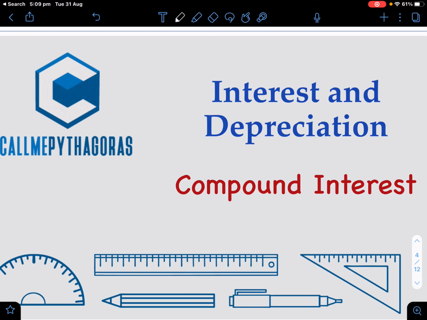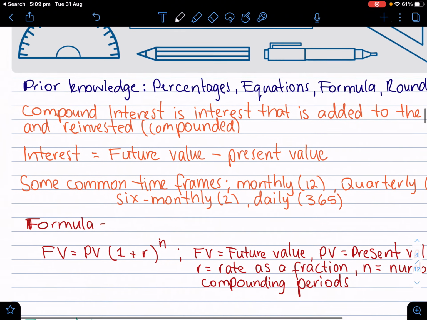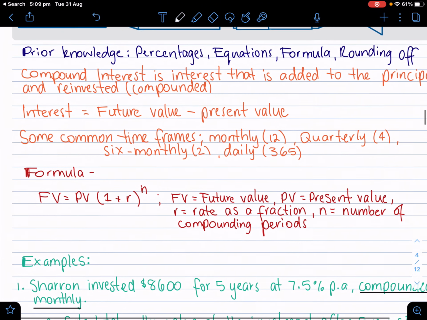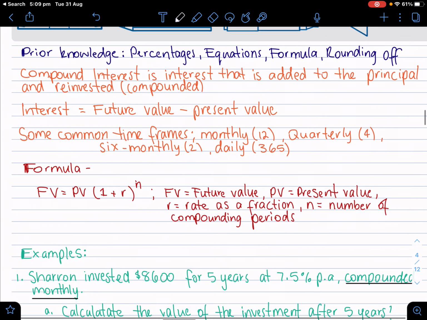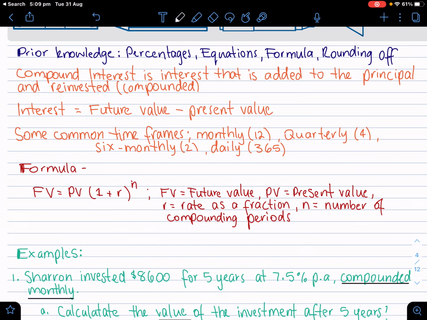Hey guys, so today we're going to be dealing with compound interest as part of interest and depreciation. Let's quickly go through some of the prior knowledge that you need to know in order to do this. You need to know how to work with percentages, equations, how to sub into a formula, and how to round off. So what is compound interest?